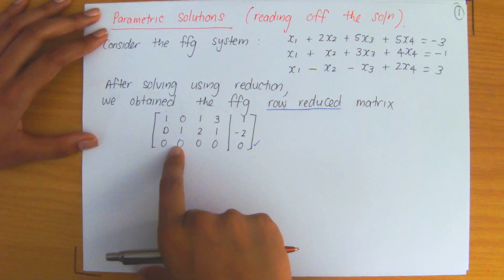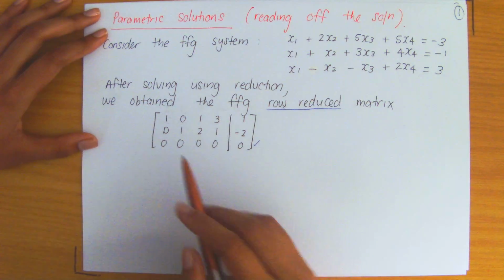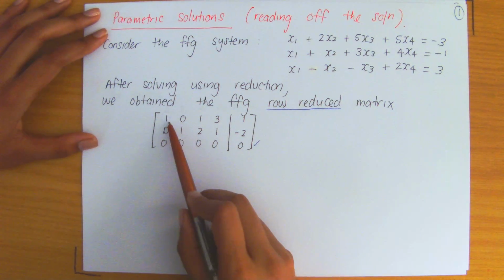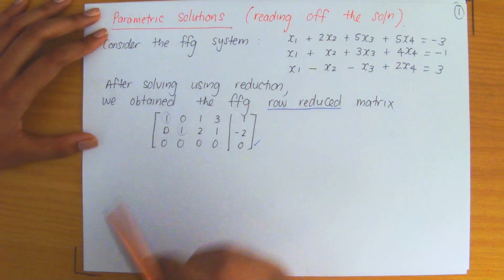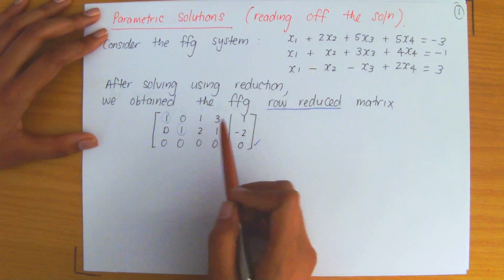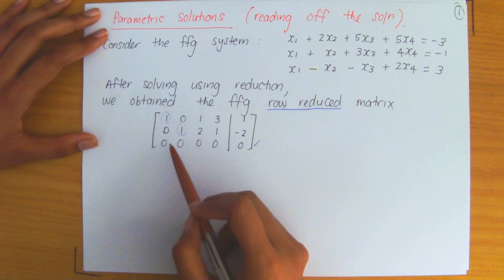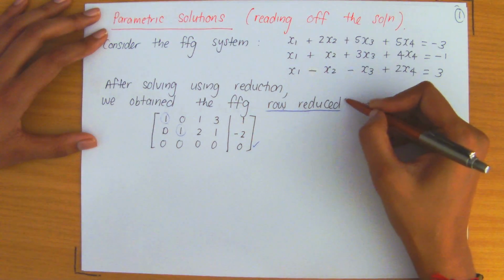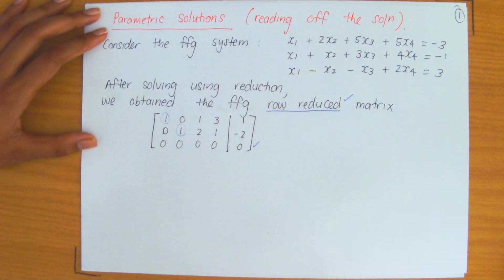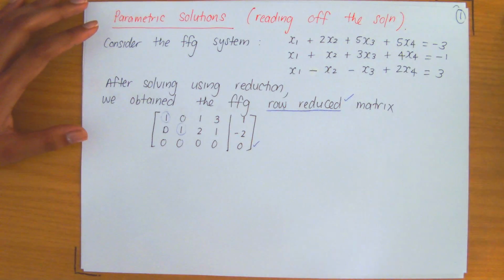The third condition for a matrix to be in row-reduced form says that the leading entry in each row, so here's a leading entry, here's a leading entry, must be on the right-hand side of the leading entry in the row above it, and that has been satisfied in this matrix. So this is indeed in row-reduced form. Now let's read off the solution.